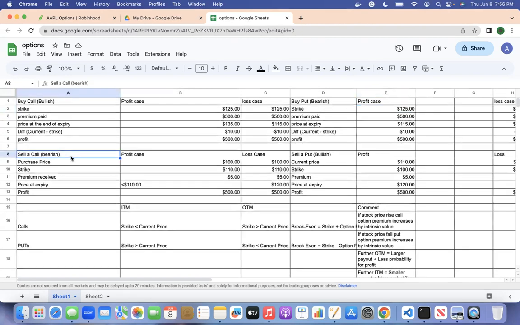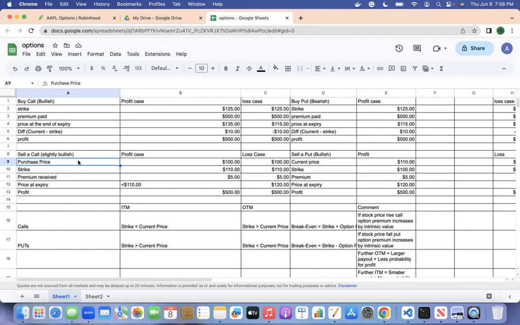Sell a call, I wrote that as bearish, but that's not right. It's actually a slightly bullish strategy. Why am I saying that? Because in this case you have the stock already. I'm talking about a covered call. A covered call is where you have a stock and your sell is covered. So you are not doing a naked call.